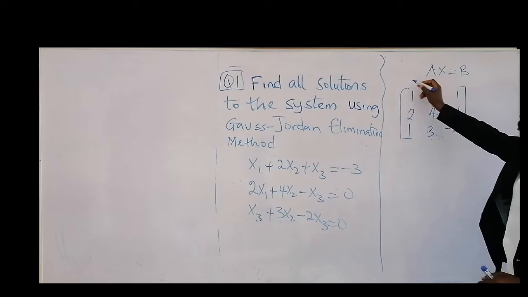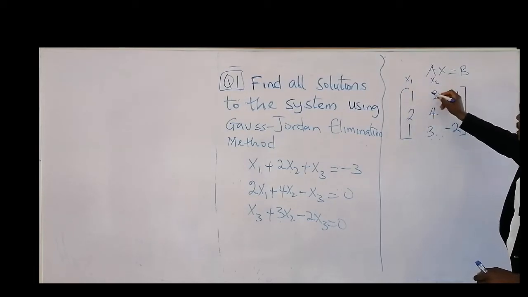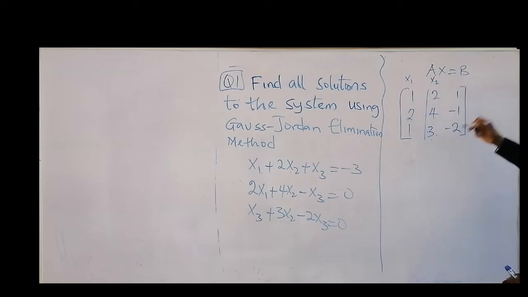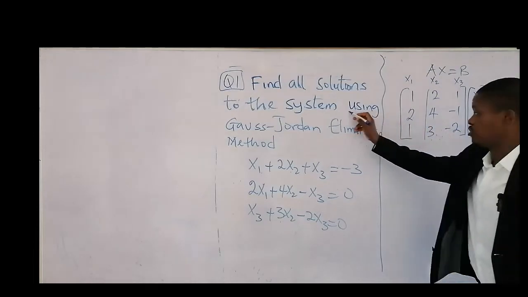So, the first column are the coefficients of x1. The second column are the coefficients of x2. And the third column are for x3. Then, times x1, x2, x3, equal to what we have here, which is minus 3, 0, 0. And the question mentioned one particular method to use.